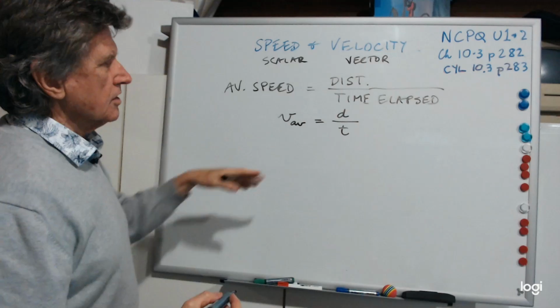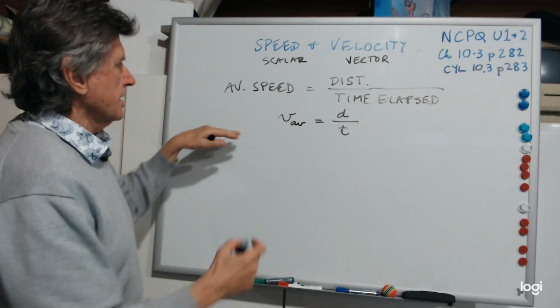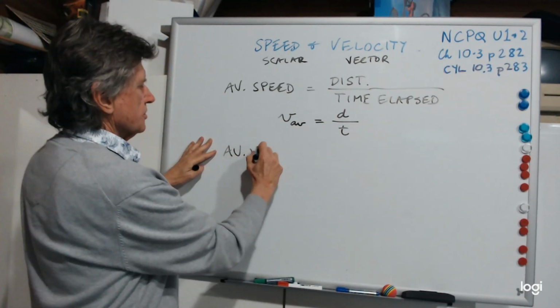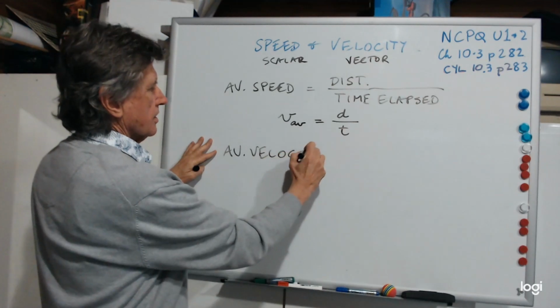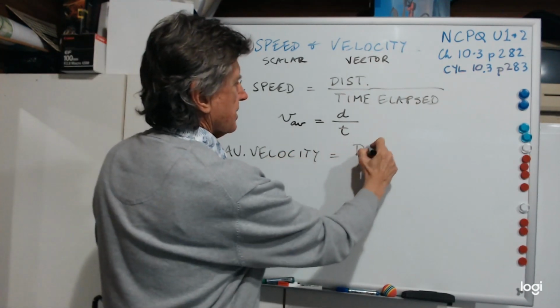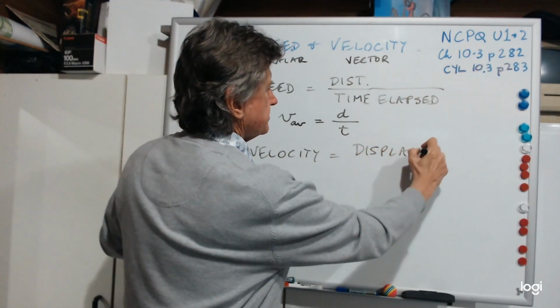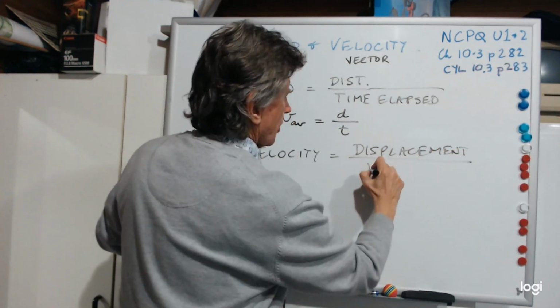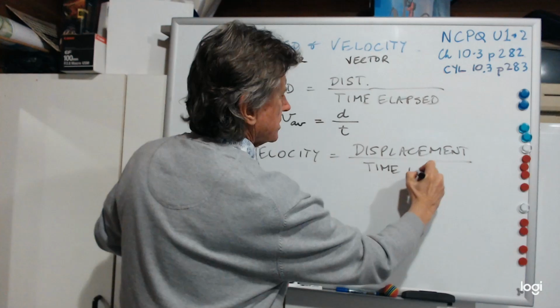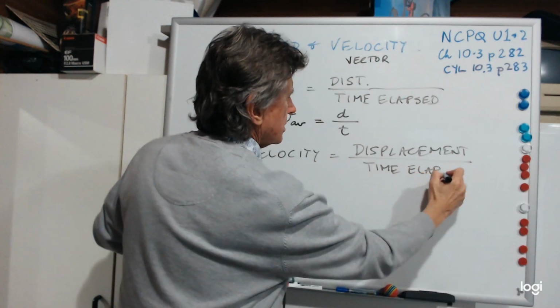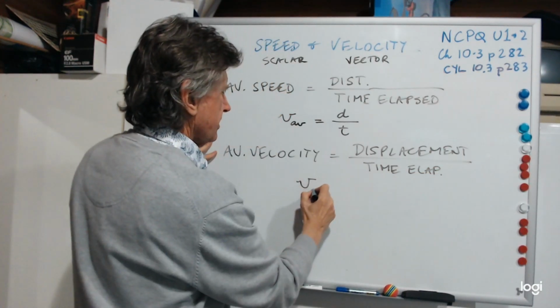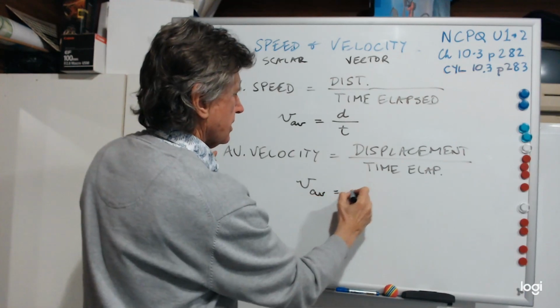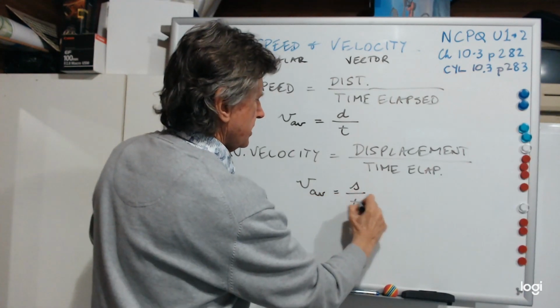So look, I'll do an example in a minute, but let's have a look at the average velocity. This is the more important one. Now this is displacement over time taken or time elapsed. Okay, so this is going to be V average equals S over T.